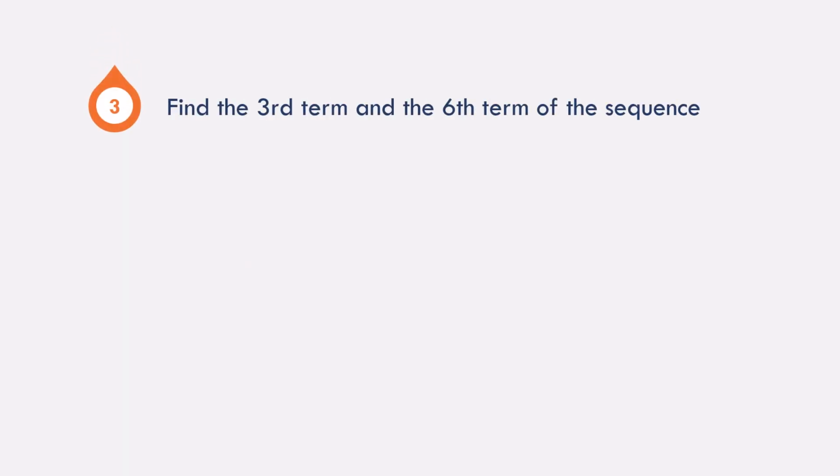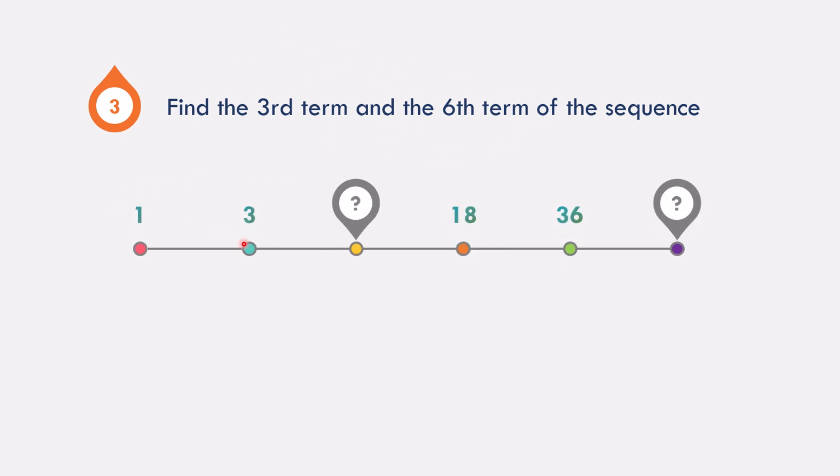In example number 3, let us find the third term and the sixth term of the sequence 1, 3, the third term is unknown, 18, 36, and the sixth term is unknown. Let us identify the pattern to be able to get the third and then the sixth term. So 1 plus 2 is 3, correct. But then 18 plus 2 cannot be. Let us see what could be the pattern.